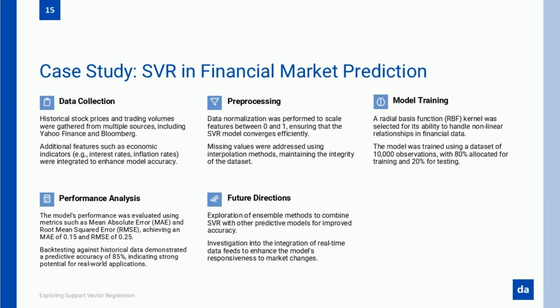Before training the model, the data was cleaned and normalized. Missing values were handled using interpolation methods, and numerical features were scaled to ensure that all inputs contributed equally to the model's learning process. Feature selection played a crucial role. Besides historical prices, researchers engineered features like moving averages, momentum indicators, and relative strength index, RSI, all of which helped capture patterns in market behavior.